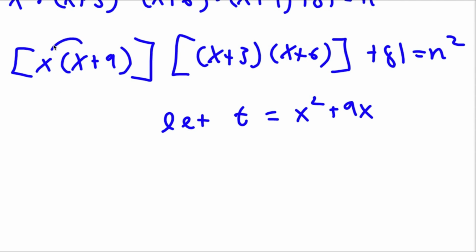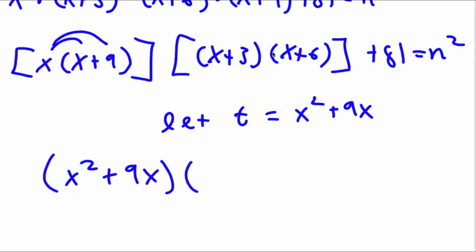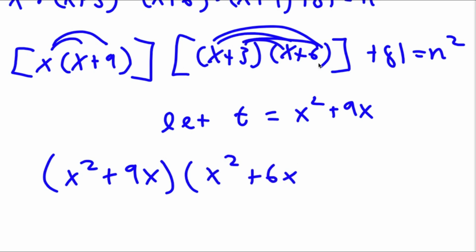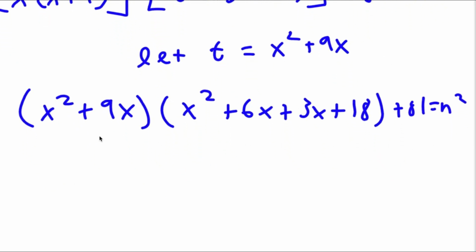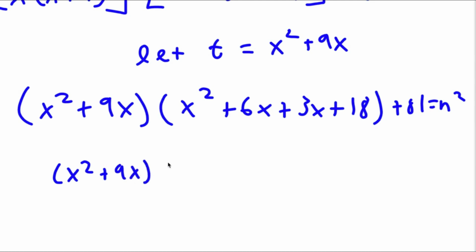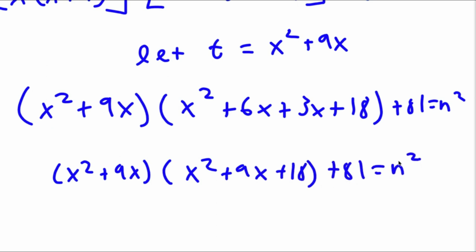So now if I multiply these two together, I get x squared, because x times x is x squared, plus 9 times x is 9x. Now x plus 3 times x plus 6, x times x is x squared, plus x times 6 is 6x. Now if I distribute, 3 times x is 3x, plus 3 times 6 is 18. And I have plus 81 is equal to n squared. Now x squared plus 9x, since 6x plus 3x is 9x, so I have x squared plus 9x plus 18 plus 81 is equal to n squared.